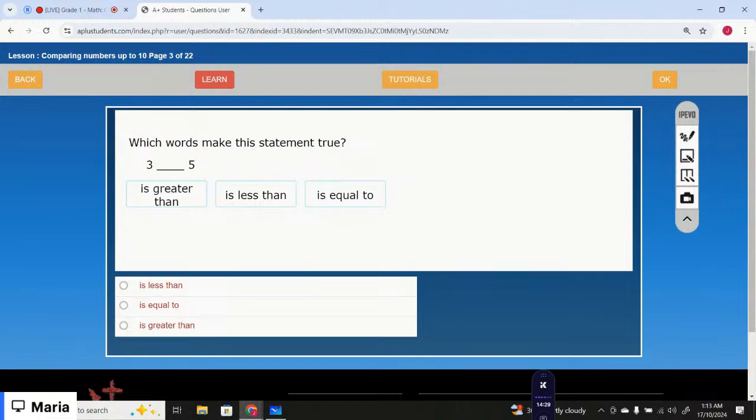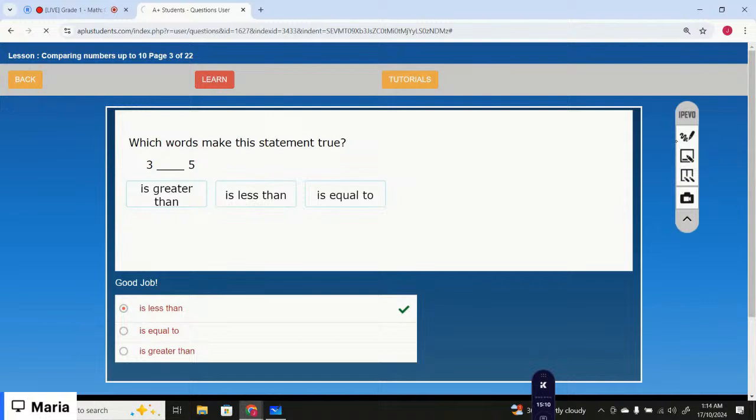Which words make the statement true? You have to compare 3 and 5. So which is the correct option? So when counting, 3 comes before 5, right? So that means 3 is less than 5, right? The correct option is 3 is less than 5. Option number 1 is the correct option.